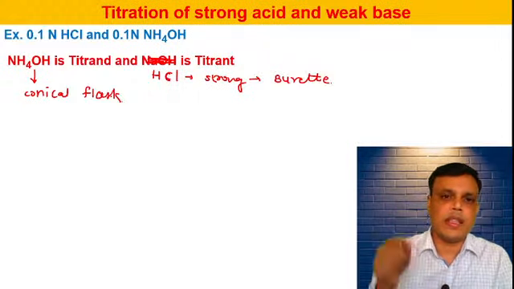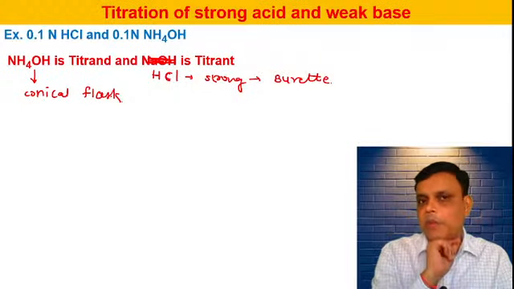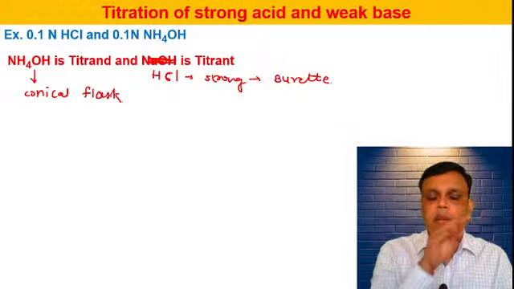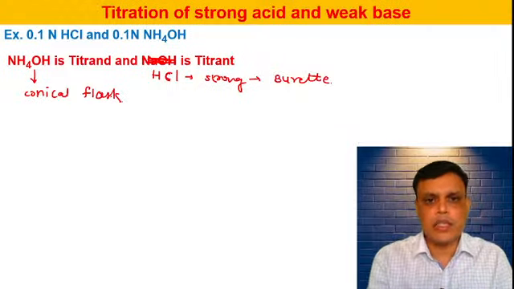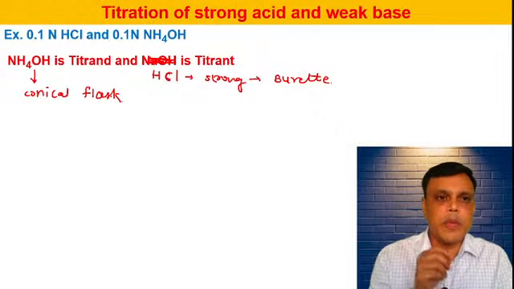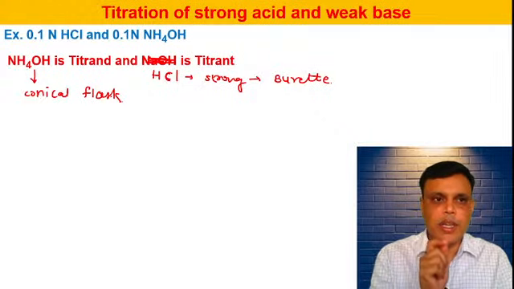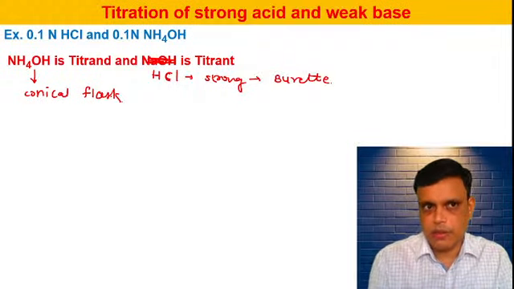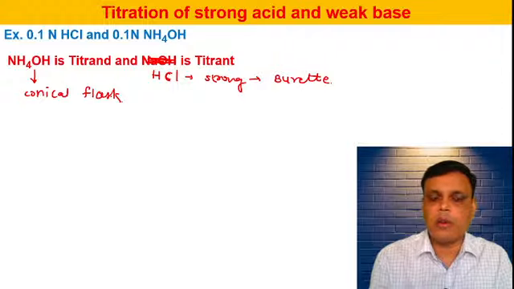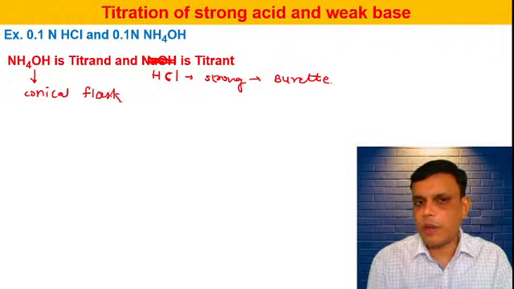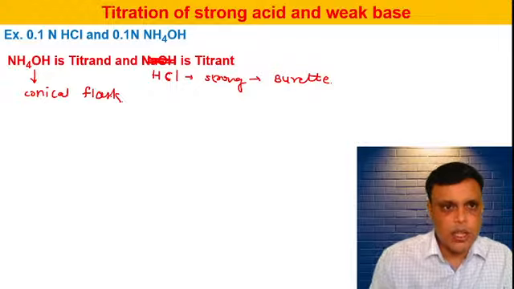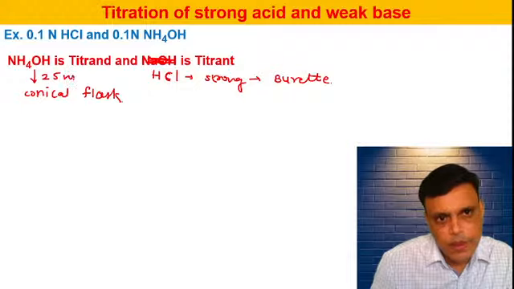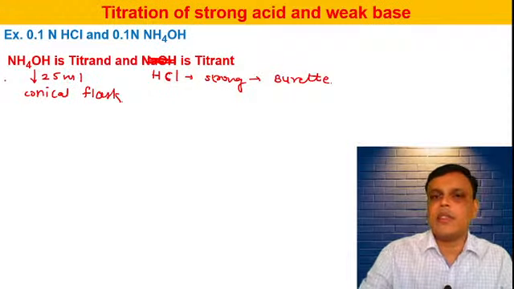So we will fill the 0.1 normal HCl in the burette by using a funnel. Then we will remove the air bubble and adjust the 0 level. Then by using a pipette, we will take 25 ml of 0.1 normal ammonium hydroxide in a conical flask. So the volume of ammonium hydroxide in the conical flask is 25 ml. Okay, understood? So this is our today's session.